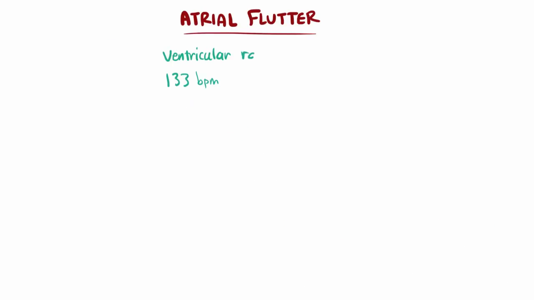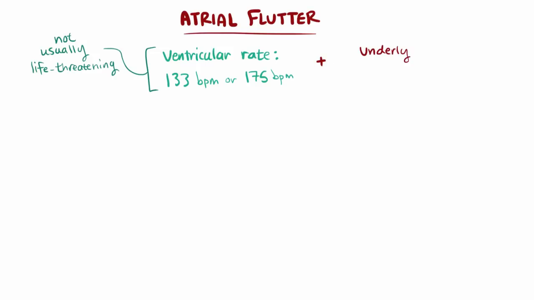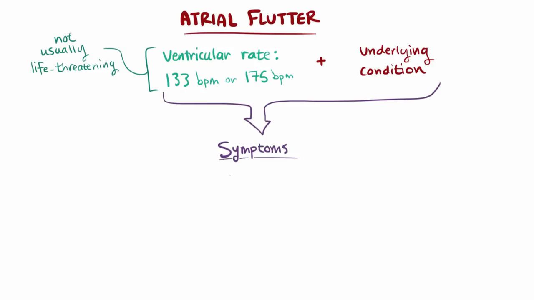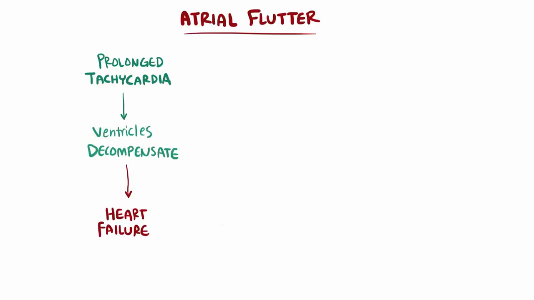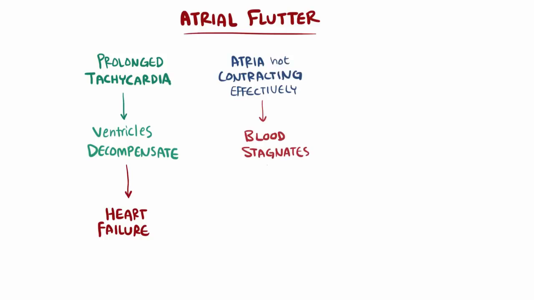Alright, having higher ventricular rates like 133 or 175 beats per minute isn't usually life-threatening. But if it's happening at rest, it's generally not something most people want to experience. If somebody has an underlying condition where they aren't able to physically tolerate high ventricular rates like this, they might feel symptoms like shortness of breath, chest pain, dizziness, and nausea. Over time, from prolonged episodes of tachycardia, the ventricles can tire out and decompensate, and people can develop heart failure. Also, since the atria aren't contracting very effectively, blood tends to stagnate or pool in the atrium, and this can lead to formation of blood clots that can embolize to the brain and cause a stroke.